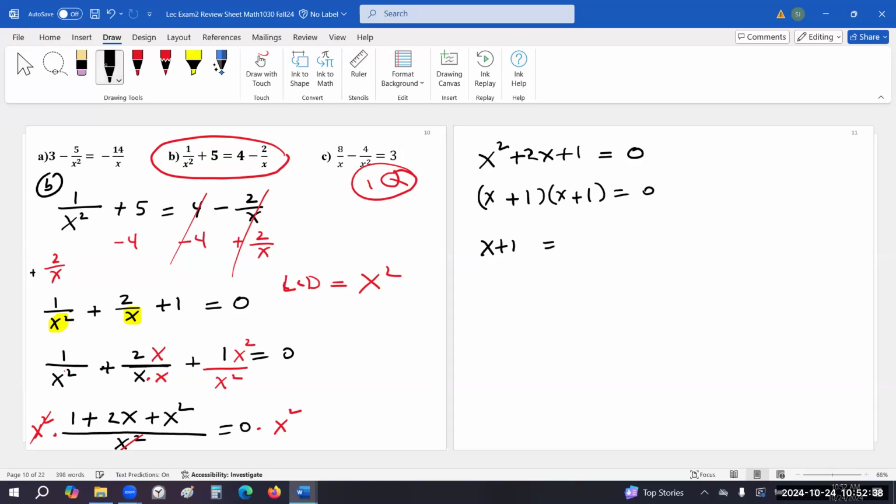So x plus 1 equals 0. That gives us x is negative 1. And that's our answer. Now we are done. I mean, not done yet. We have the same factor twice, right? So we don't have to solve it twice. We can simply solve it once and we get the same thing.